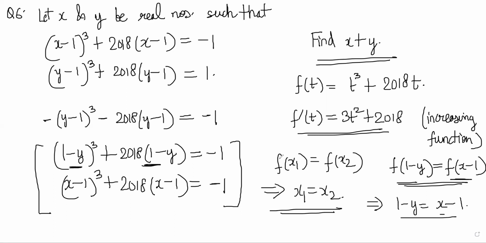This result is not true for other types of functions which may decrease or increase or which may have maxima or minima points. It is only true for strictly increasing or strictly decreasing functions. So we must have 1 minus y is equal to x minus 1, which implies x plus y is equal to 2. Right? From this equation, it is obvious that x plus y value is equal to 2.